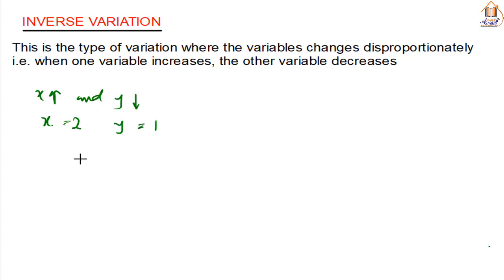1. Now, if y and x are in inverse variation, it is written as y varies inversely as 1 over x. Then our y is equal to k over x, where k is a non-zero constant. Now let's start by solving some examples for you to really understand what inverse variation is all about.